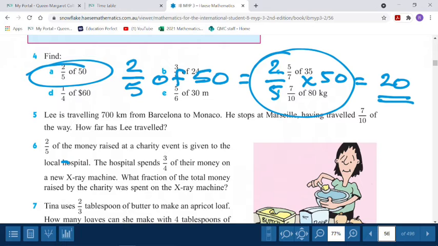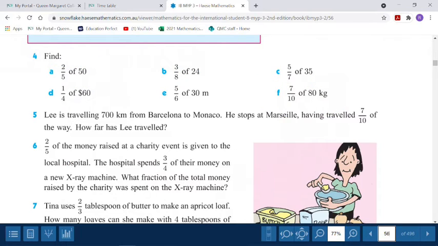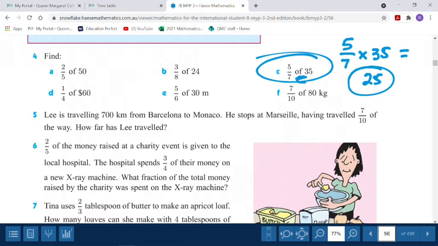Okay, good job, guys. All right, so we'll just do another just for kicks. Doesn't really matter. Do C. 5/7 of 35. Go. Okay, so again, of means to multiply. You multiply them out, you get 25.